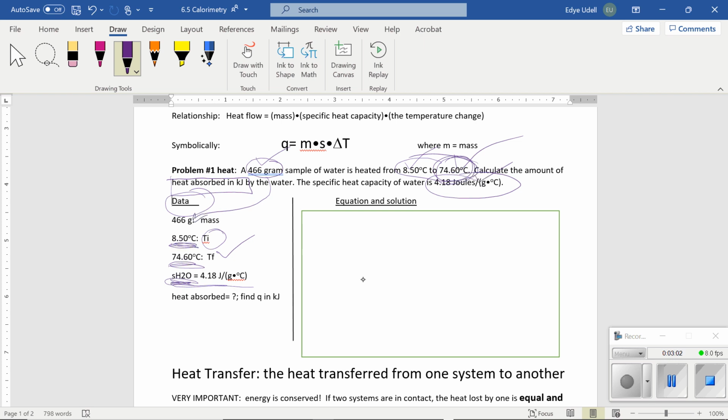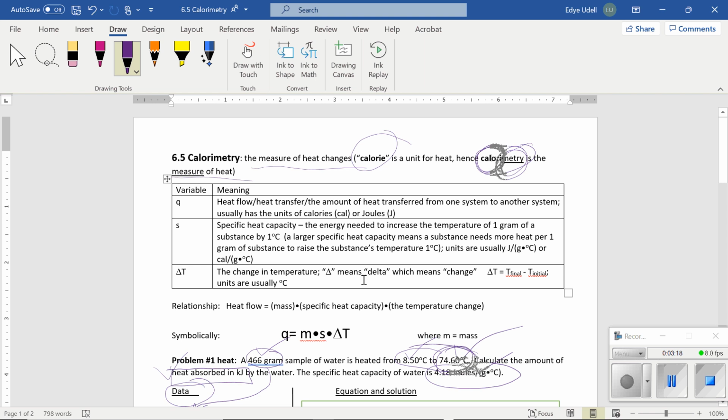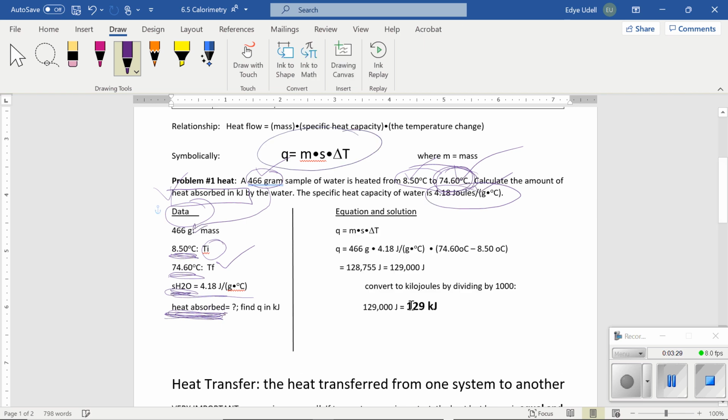And now the heat absorbed in kilojoules. Heat absorbed is my question, so I'm writing that down right there and putting a little check off. For heat absorbed, I have to figure out what variable that is. Heat is Q. Remember, heat is Q right there. So we're trying to find Q. Now I know here's my equation right here. And now I just substitute in all the values.